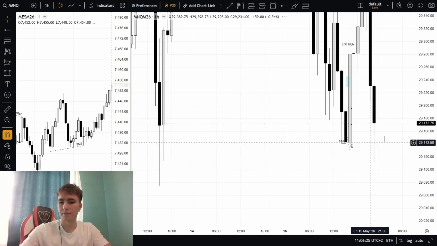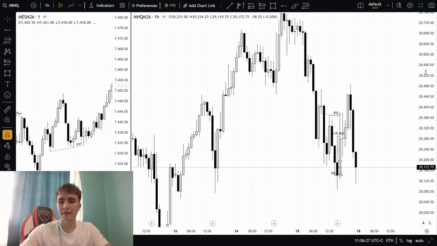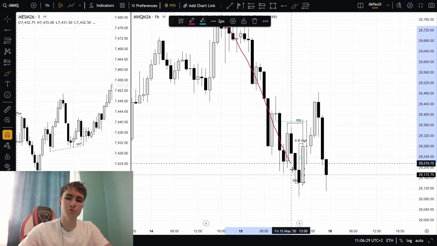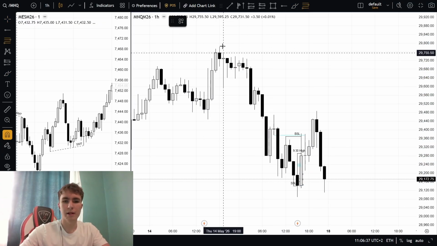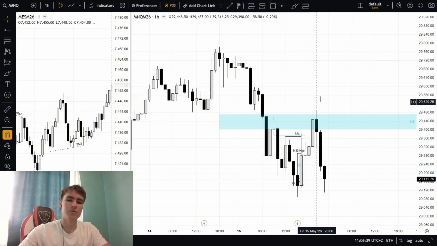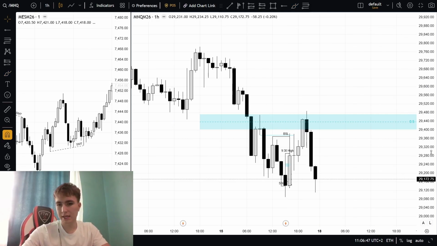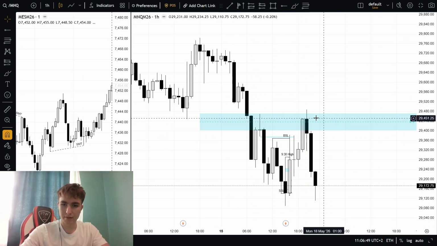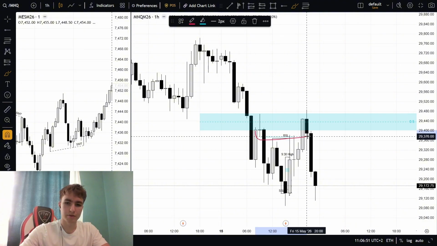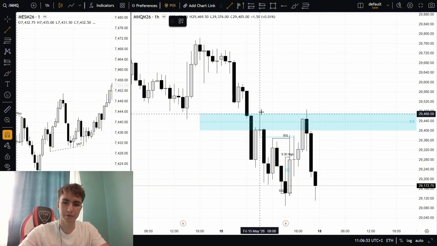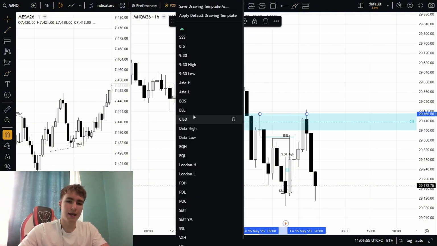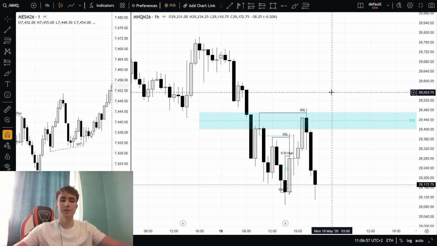Because if we zoom out, let me zoom out to the hourly, you can see that during the Asia and London session we drastically sold off. I wanted price to rebalance back to the premium, the equilibrium of the range, 50% of the range. And you can see that it actually rebalanced perfectly to that equilibrium. Yes, with the internal buy side, also this buy side liquidity above this swing high. And yeah, that's pretty much it for this video.